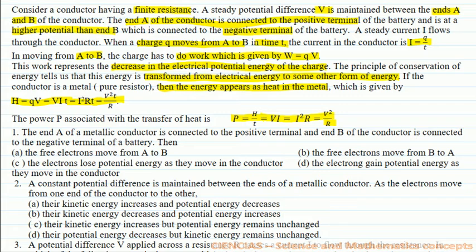So the question says that here we are having a conductor of finite resistance which is connected with a potential difference V. The end A is positive and B is negative. A is at higher potential, B is at lower potential. So when charge moves from A to B, it has to do some work, and the current in the conductor is given by charge upon time, and the work is given by charge into potential. And this work means it is decrease in potential energy.